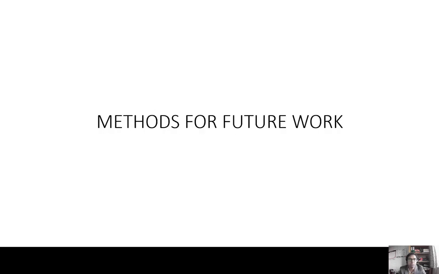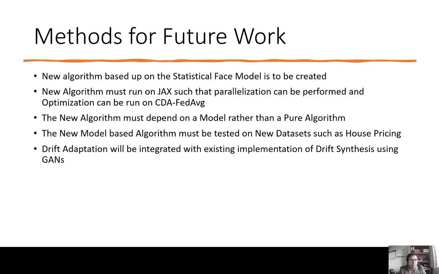Then the methods for future work. The new algorithm based on the statistical phase model is to be created. The new algorithm must run on JAX such that parallelization can be performed and optimization can be run on CDA fed average. The new algorithm must depend on a model rather than a pure algorithm. The new model based algorithm must be tested on new datasets such as house pricing. Then drift adaptation will be integrated with the existing implementation of drift synthesis using GANs.